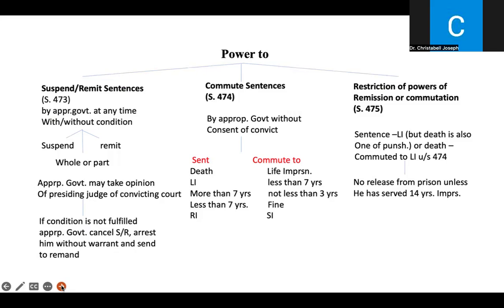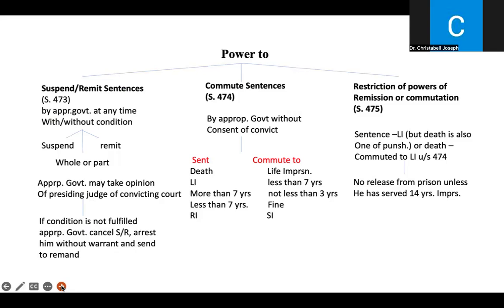The second subsection tells us that when an application is made to the appropriate government for suspension or remission of sentence, the appropriate government may take the opinion of the presiding judge who convicted the person, whether the application should be granted or refused. The third subsection under section 473 says that if any condition on which a sentence has been remitted or suspended is not complied with, then the appropriate government may cancel the suspension or remission and direct the police officer to arrest the person and remand him to undergo the remaining unexpired portion of the sentence.